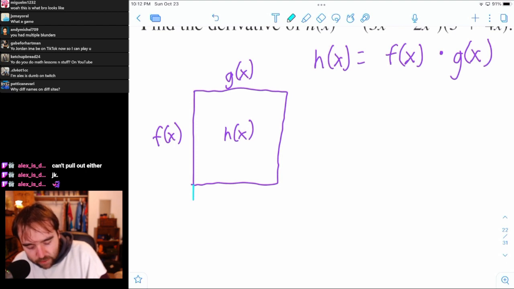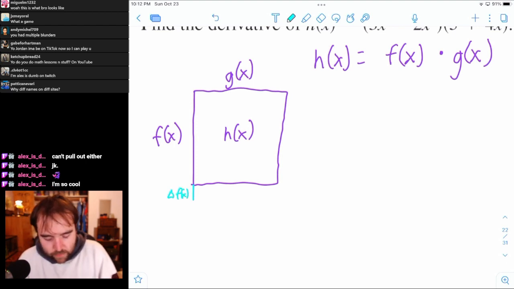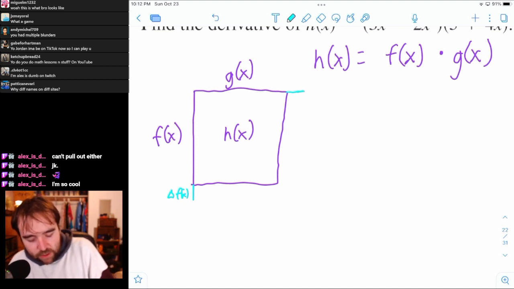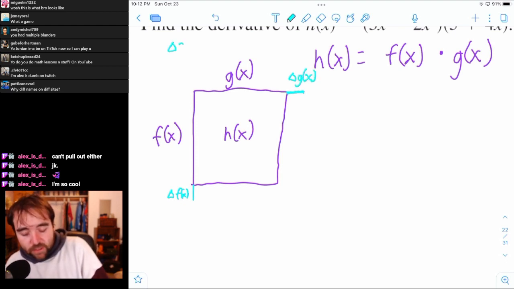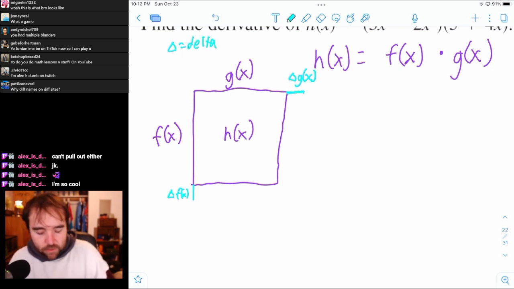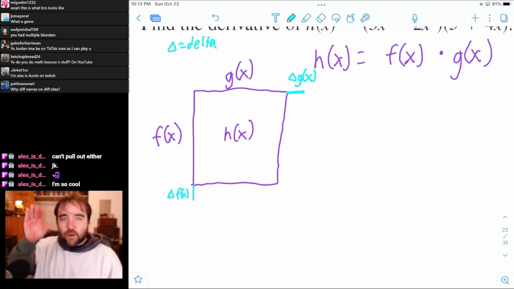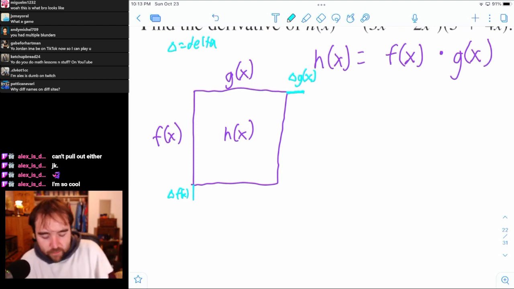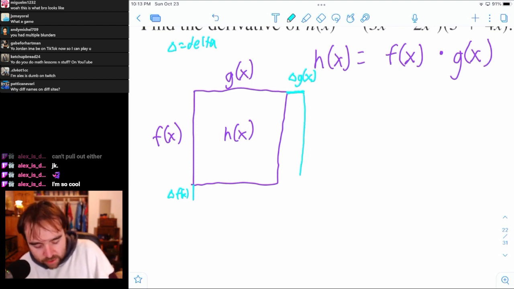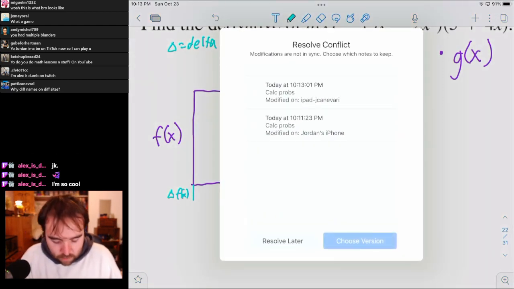That's our change in f of x. That's how much f of x changes by. And then we're going to add on this little bit here. That's our change in g of x. If you know physics, you know this is like delta. That's just change. So we have our change in f of x and our change in g of x. But then when we do that, look at how that changes.